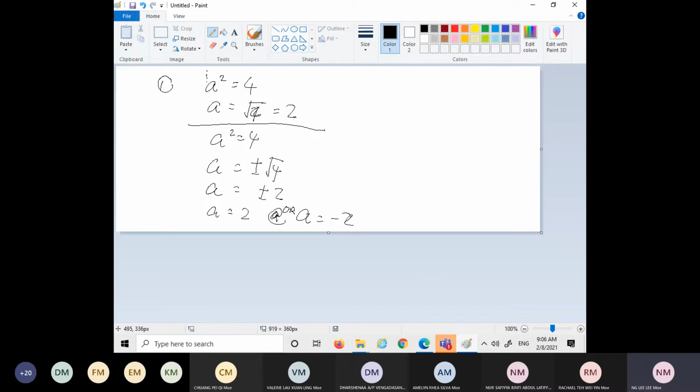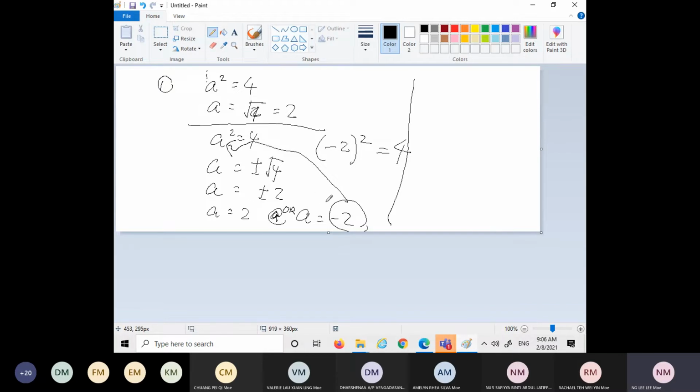Actually, when you substitute a as -2 inside here, remember this one will be -2, the whole thing squared. -2 times -2, you will get 4. That's why your another answer for a should be -2. If you didn't write this, means you miss out some of the mark. So this part you got to pay attention. But for some of the questions, when you write out two answers, it may not necessarily accept both answers. You got to check.